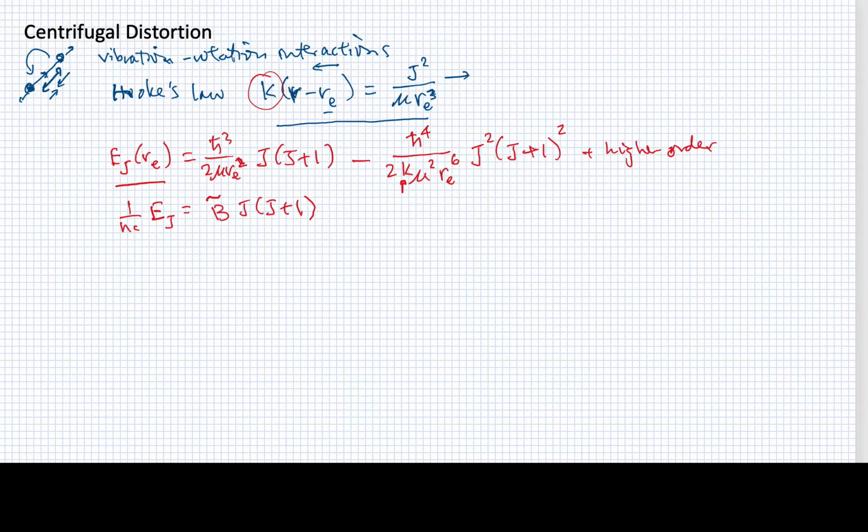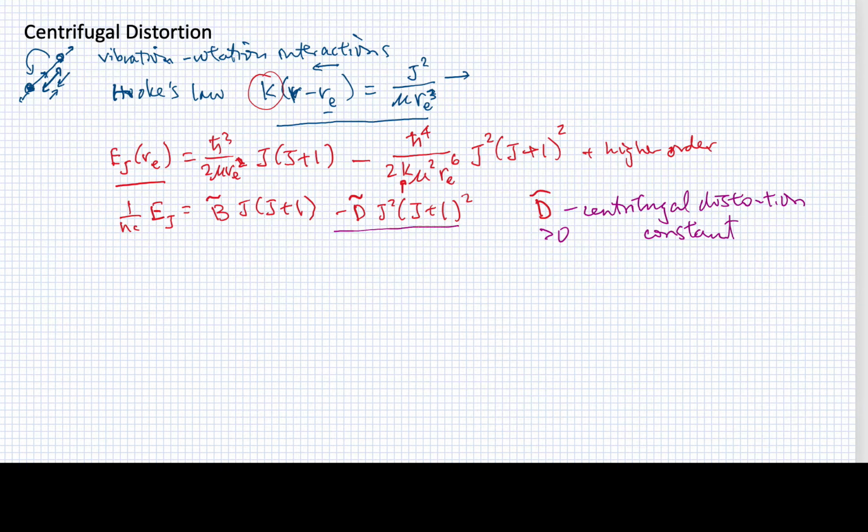So this is just what we've had before. We also want to include this second term, using a second constant with a tilde over it, which will be times J squared (J+1) squared. This second constant, D, is something that we'll have a special name for. We'll call it the centrifugal distortion constant, and it is basically a way of measuring the effect of centrifugal distortion on these energy levels. This is a positive number, which means that this energy correction is going to squeeze the energy levels closer together. So this is the centrifugal distortion term.